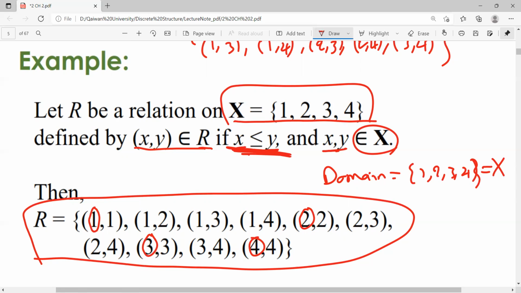For the range also, we just pick any number once. We have 1, 2, 3, 4. The others are repeated. So the range is 1, 2, 3, and 4. It equals X. That means both domain and range are X.